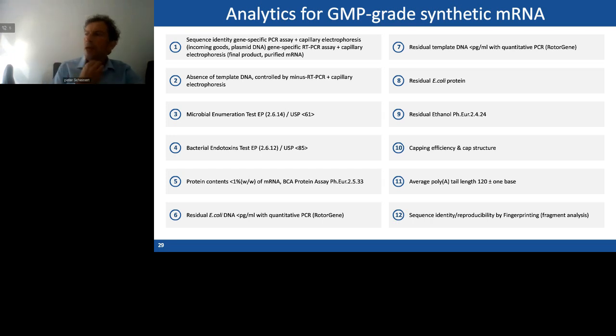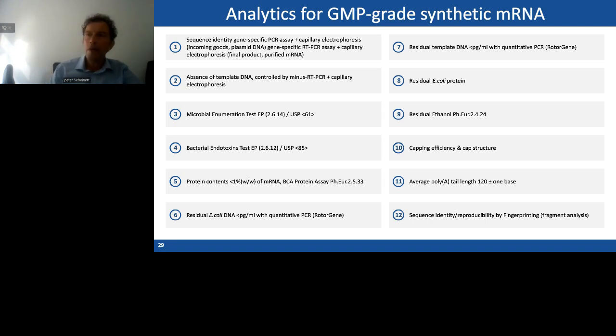And just to name maybe the most important one of them, we are using the sequence identity check from the incoming plasmid and also from the final mRNA via PCR or RT-PCR. We are checking for residual remaining template DNA because, as we have heard during the introduction, the advantage of mRNA therapeutics is that there is no DNA present due to the mentioned potential progress of DNA.